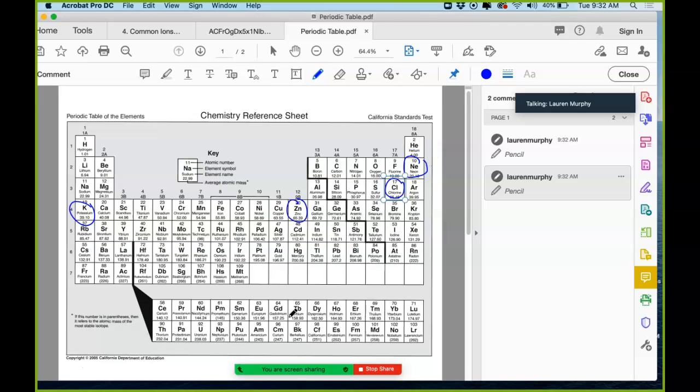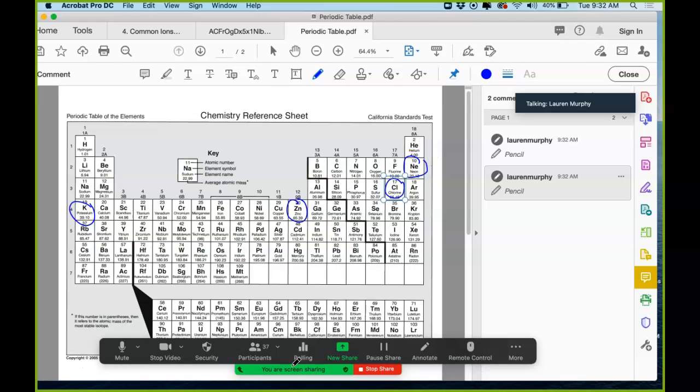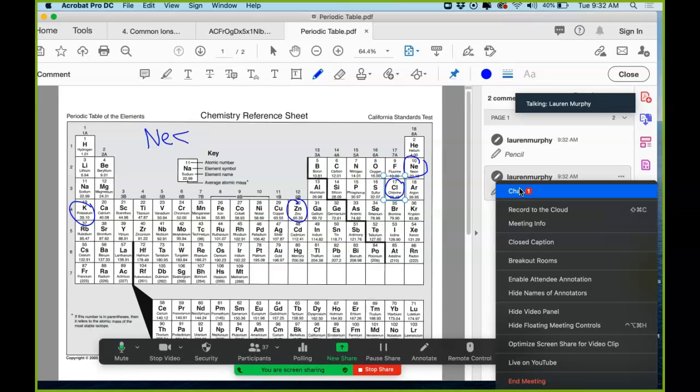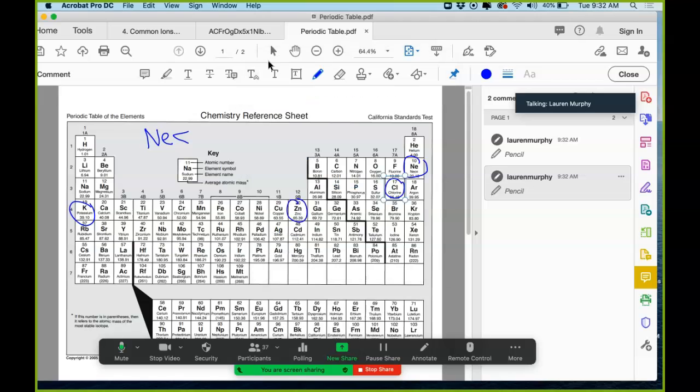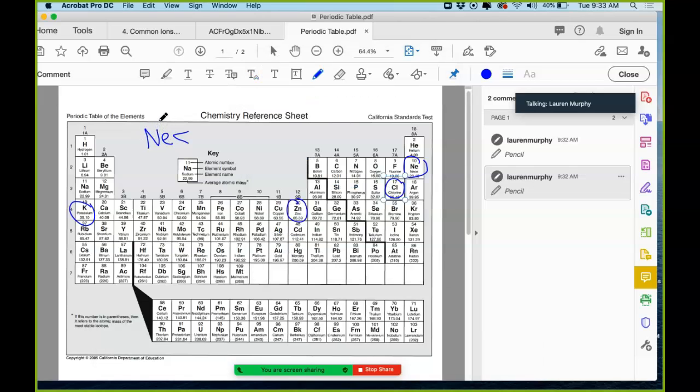Who has the lowest electronegativity? This first one should be easy. Who is not attracted to electrons at all? Neon. Good. It's a noble gas. It doesn't want to lose electrons. It doesn't want to gain electrons. So it has the lowest. In fact, we'll literally call it zero electronegativity.